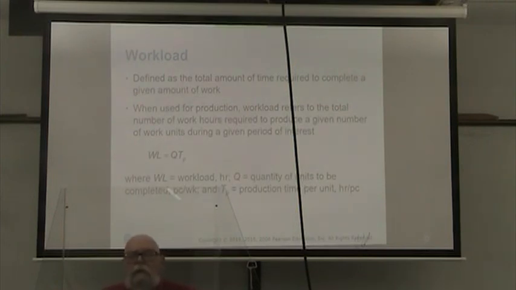All right, so they define workload as our total amount of time required to complete a given amount of work. Others would define that as the given amount of work, but okay, we'll go with your theory here. When we're thinking about this in terms of production, workload is the total number of work hours that is going to be required to produce a given number of work units during a given period of interest. So in other words, our workload equals our quantity times the time to produce the product.